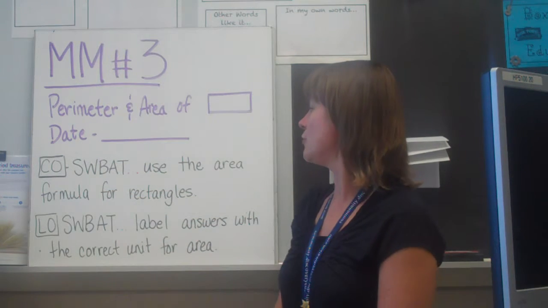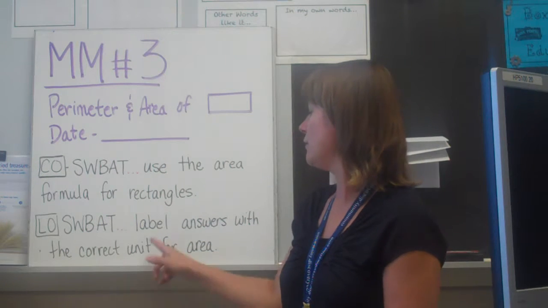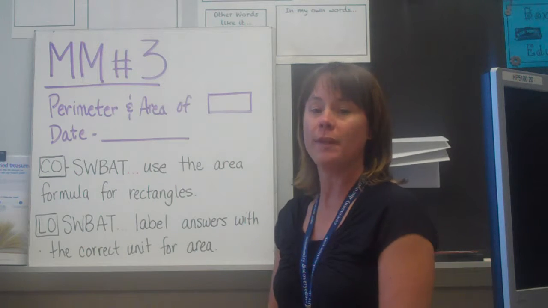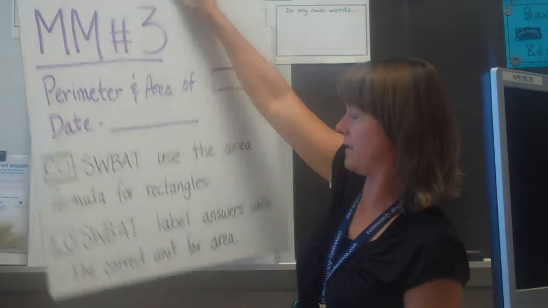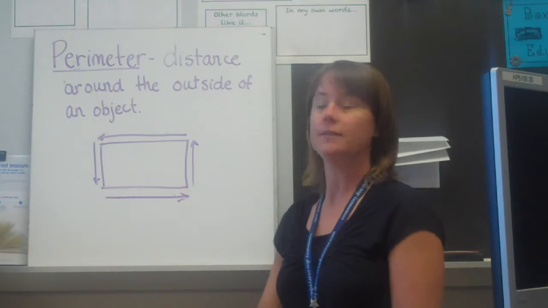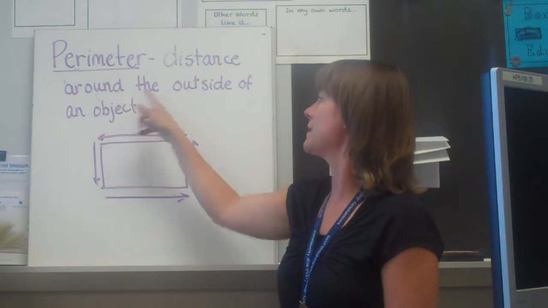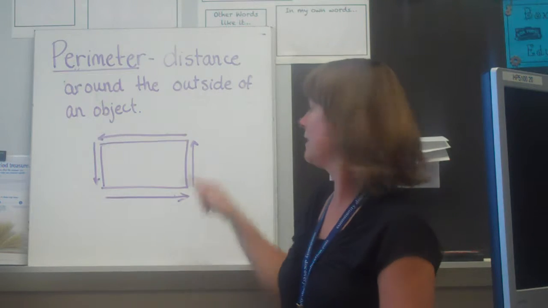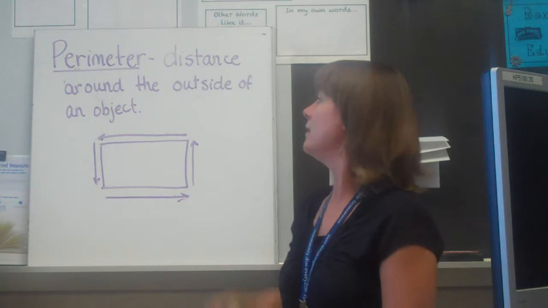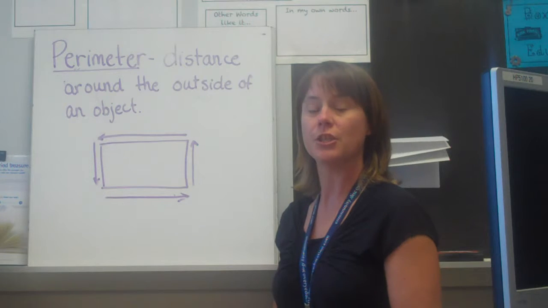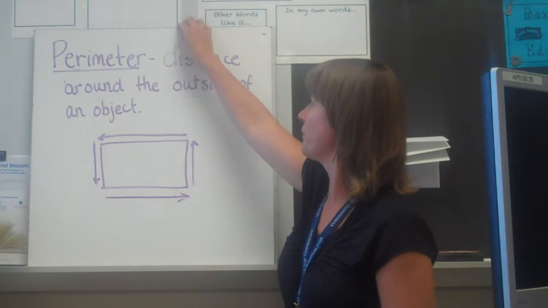By the end of this, you should be able to use the area formula for rectangles, and you should be able to label the answers with the correct unit for area. Let's get started. Perimeter. This is in purple, so you need to write it down. Perimeter is the distance around the outside of an object. So it's the distance going around the outside. Perimeter is measured in just units. So if it's inches, it's going to be measured in inches.